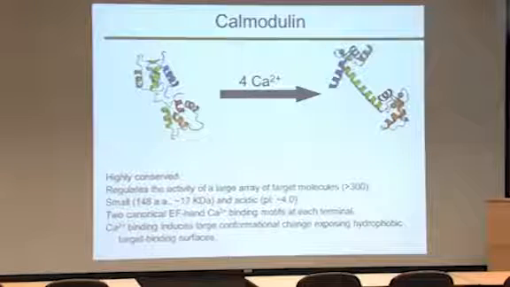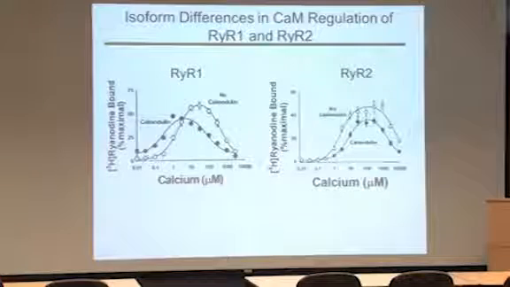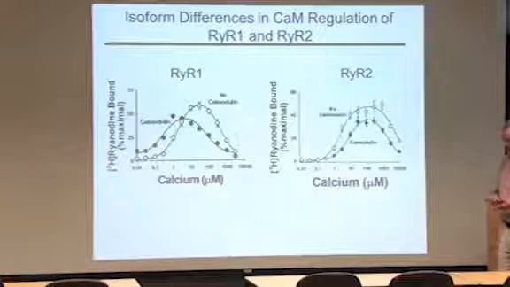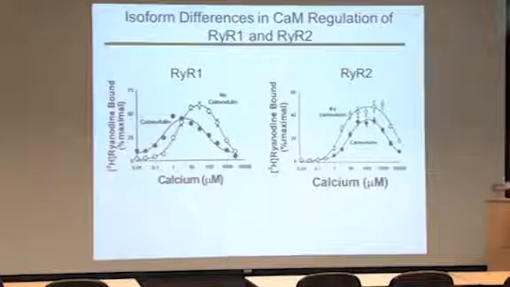In this form, it exposes hydrophobic regions on both the N and C terminal that allow it to interact with proteins. So it activates or regulates ryanodine receptors in an isoform-specific manner.